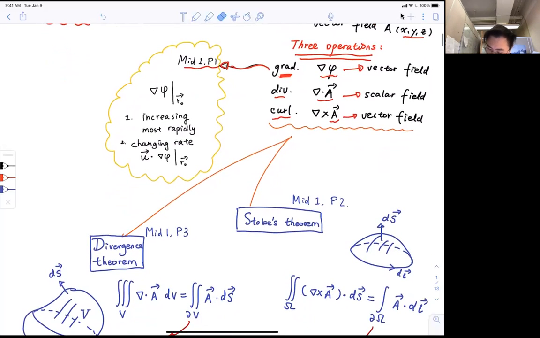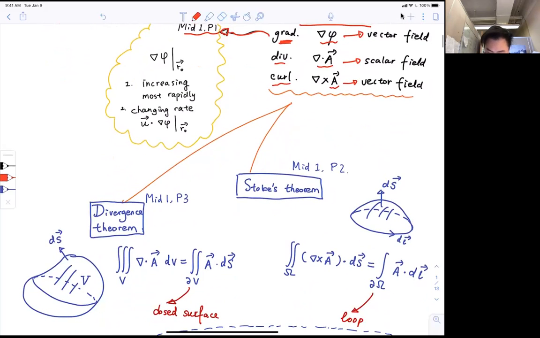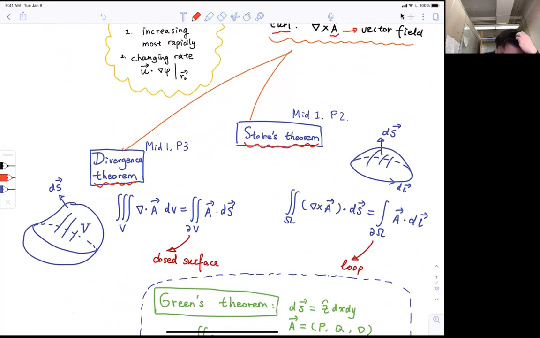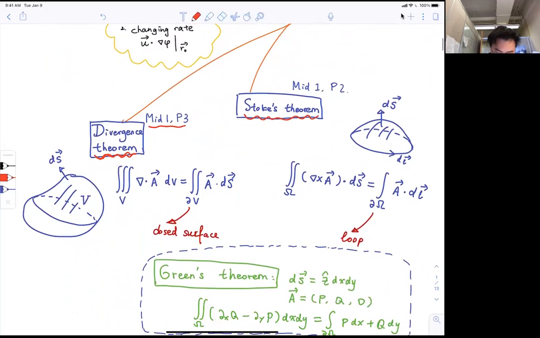Associated with these operations, there are two important theorems. The first is the divergence theorem, and the other is the Stokes theorem. The divergence theorem is nothing but the Gauss law we learned in 1B class. It was also tested in midterm one, problem 3, remember? So what is the divergence theorem? It's nothing but this equation.